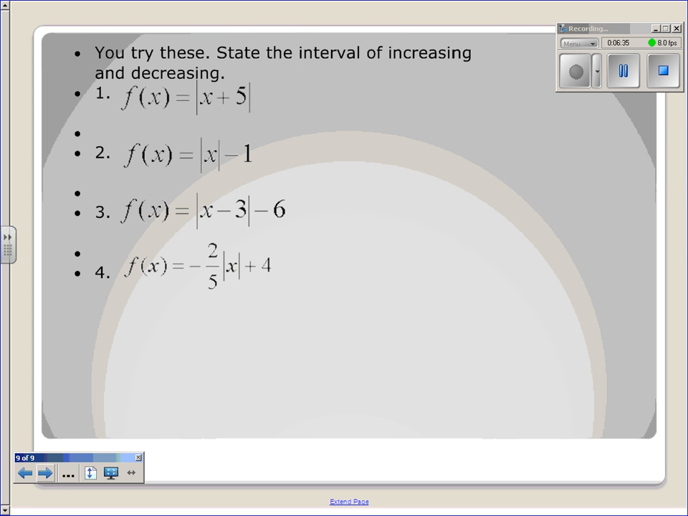Try these graphs. Make sure you graph them first, then state the interval of increasing and decreasing. In all of these, make sure you draw your line below the graph so that it will help you do the intervals of increasing and decreasing.